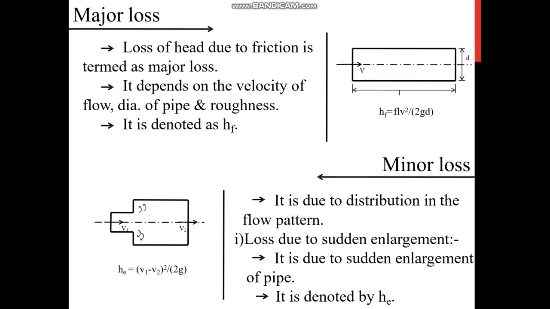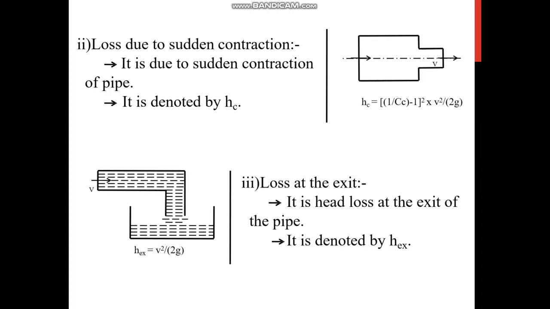And the minor losses. The first one is the loss due to sudden enlargement. In this figure, you can see the fluid is flowing from a narrow diameter to a larger diameter, meaning there is suddenly an increase in the size of the pipe, and this loss is called the sudden enlargement loss. It is denoted by HE, H suffix E.